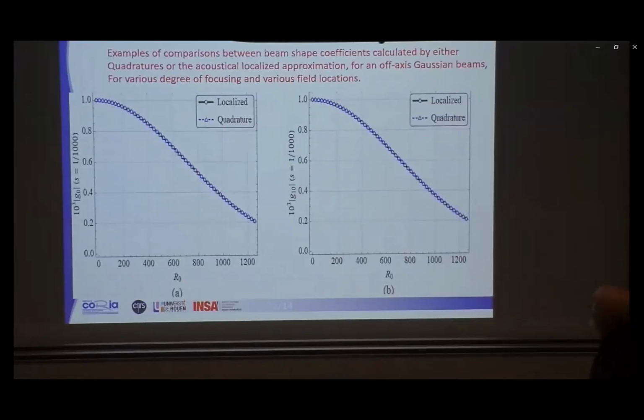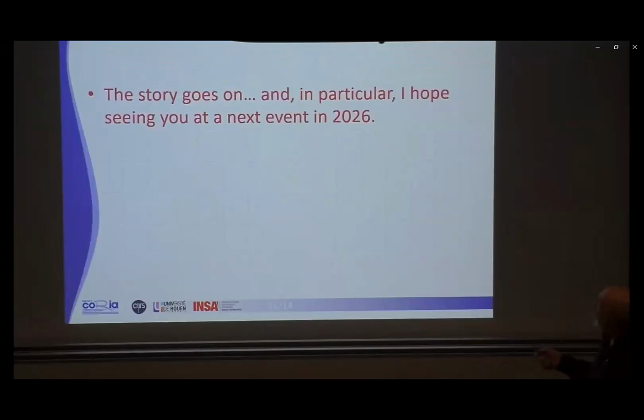This is an example of comparison between quadratures and localized approximation. Quadrature is the original, exact way of computing the beam shape coefficient, and localized approximation is about, as I said, 2 or 3 orders of magnitude faster. And you see the agreement is very good. That's just an overview of what I wanted to say.